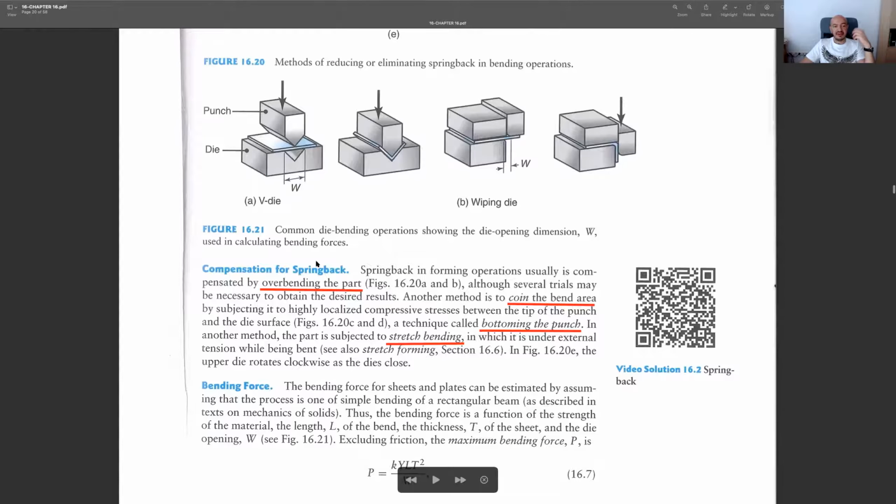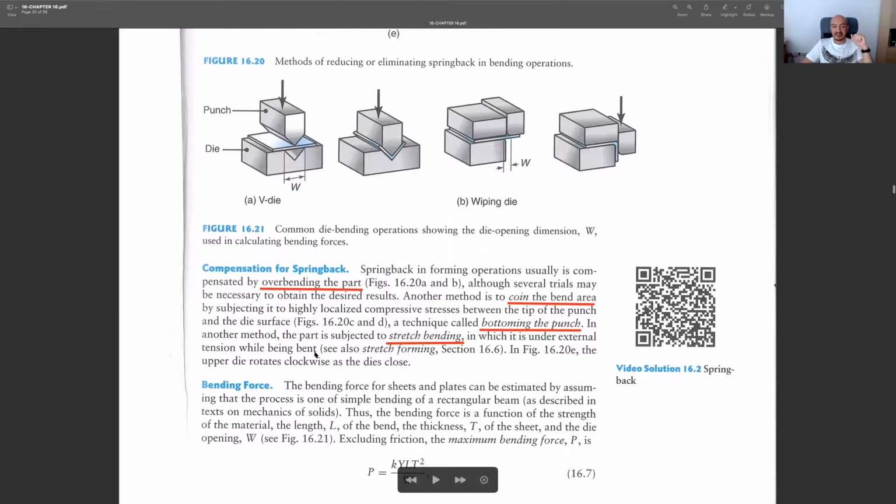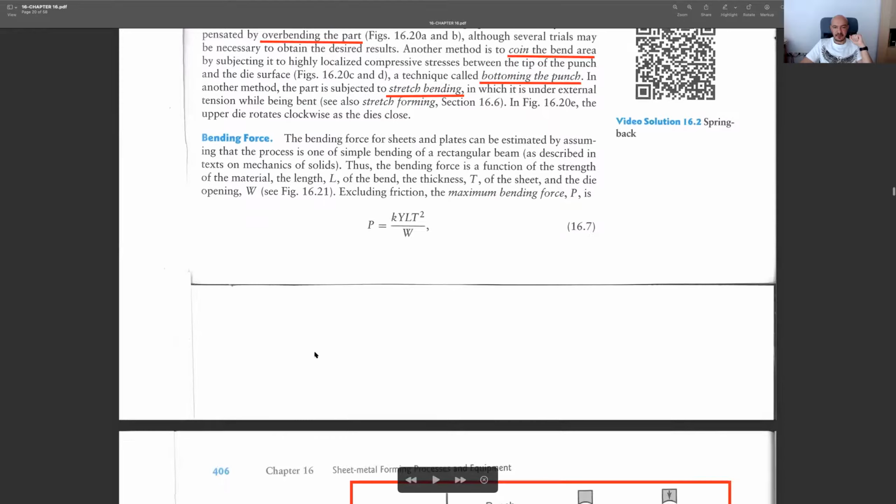So if you don't want to deal with such spring back, you should find this overbending value and try to overbend your part so that once it recovers, you will obtain the desired angle.